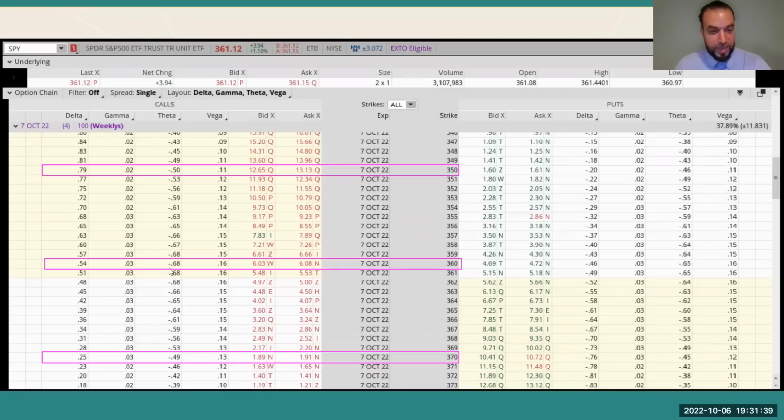Theta is going to eat at 68 cents a day. That means that tomorrow, from the time that this screenshot is taken, if SPY was trading at 361.15, 24 hours from when this shot is taken, then we'd have to take 68 cents off of the cost of this contract. It would be worth less because we're that close to expiration. So the first thing to think about is always thinking about these contracts in terms of the actual options terminology. It's really helpful.